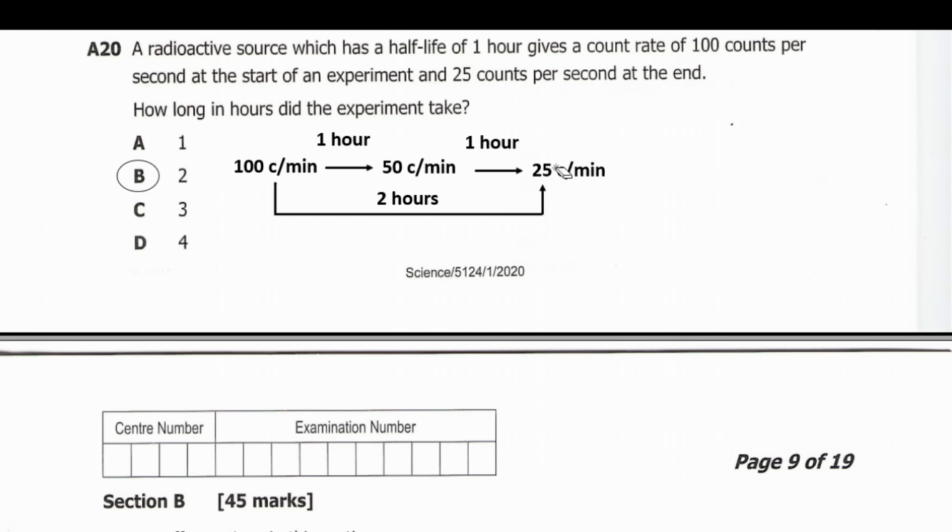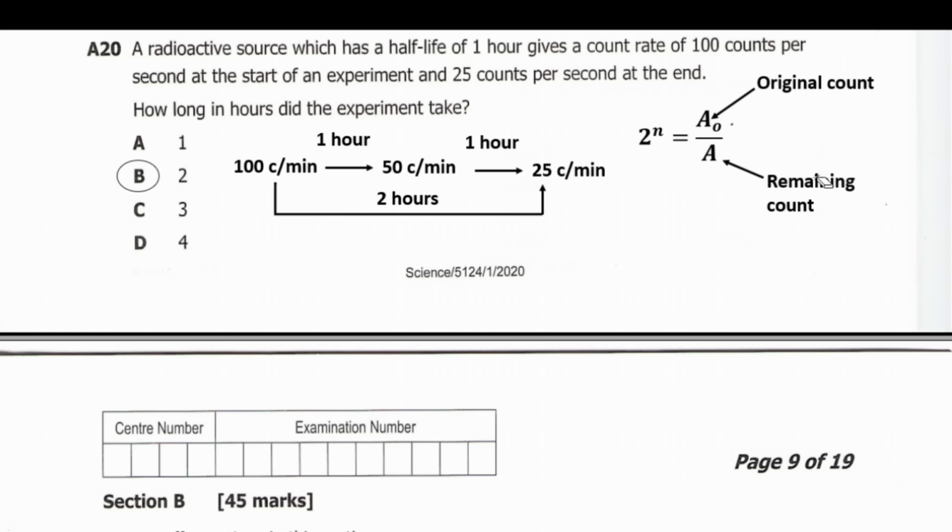So you can take another approach here, another formula here, where we say 2 to power n is equal to A subscript O divided by A, where this A subscript O stands for original count, or initial count, the count at the beginning.